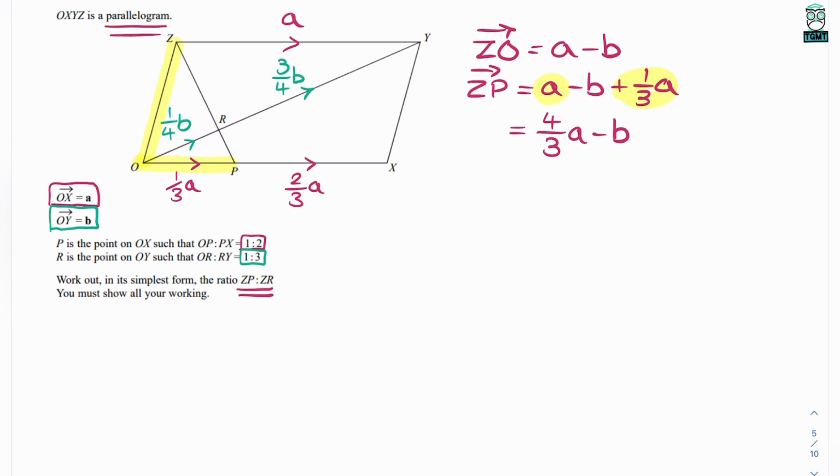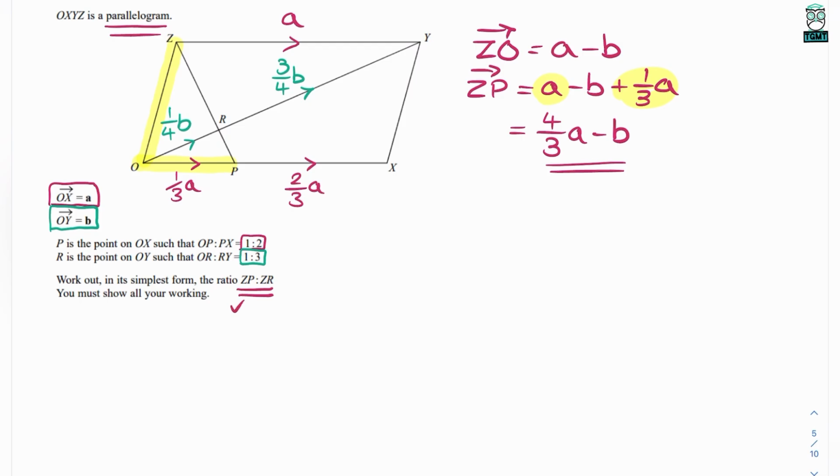Or you could always write those the other way around. I tend to try and keep the negative symbol after if I can, but you could write that as minus b plus 4/3 a. And there we go, that's our first vector. So that's going to be an important one. I'm going to underline that so I don't forget to use that one. So there's the vector z to p. I've done the one on the left. I just need to do the one on the right.